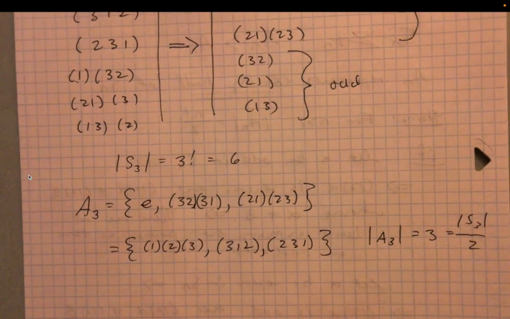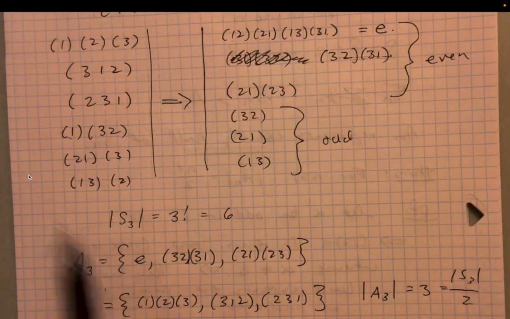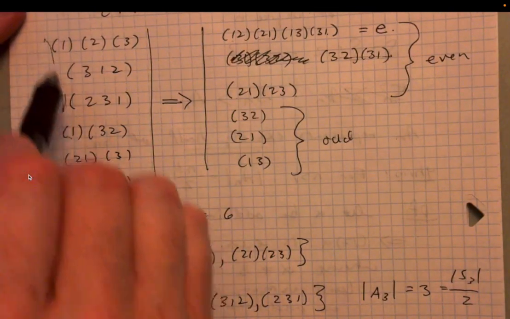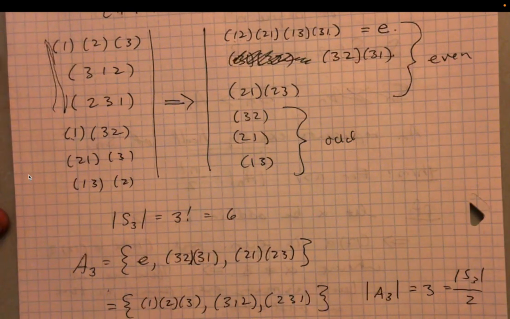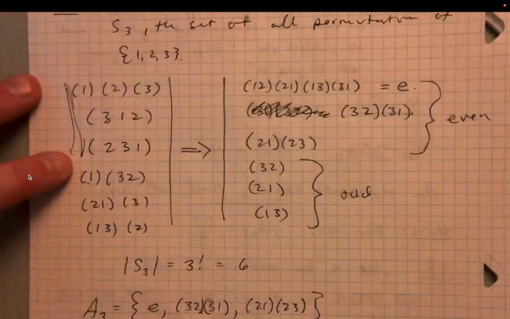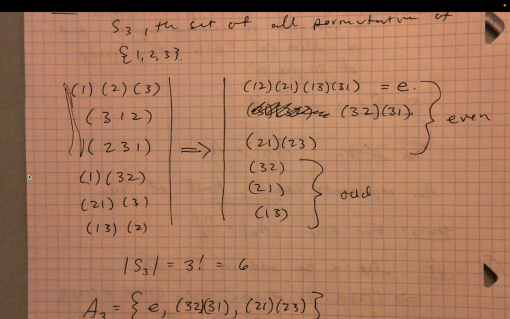So there it is. The alternating group here is basically the top 3 elements here, and the lower 3 elements are the odd elements of S3. Okay. All right, I think we'll leave it there, and that'll be it for permutation groups for now.